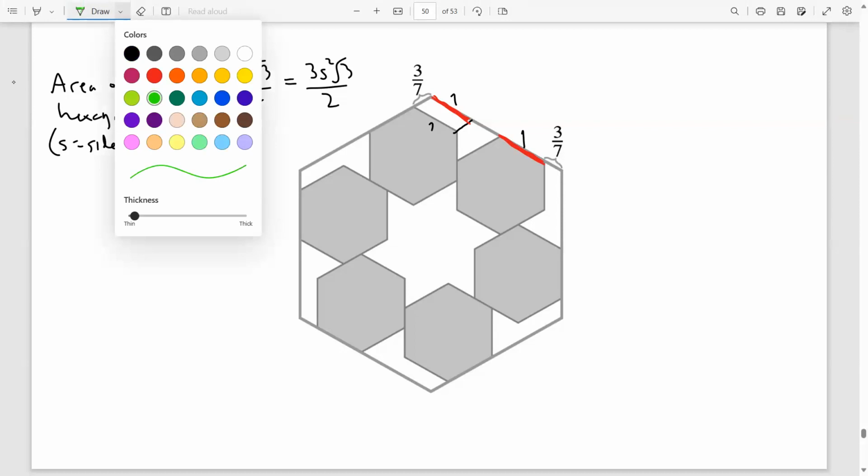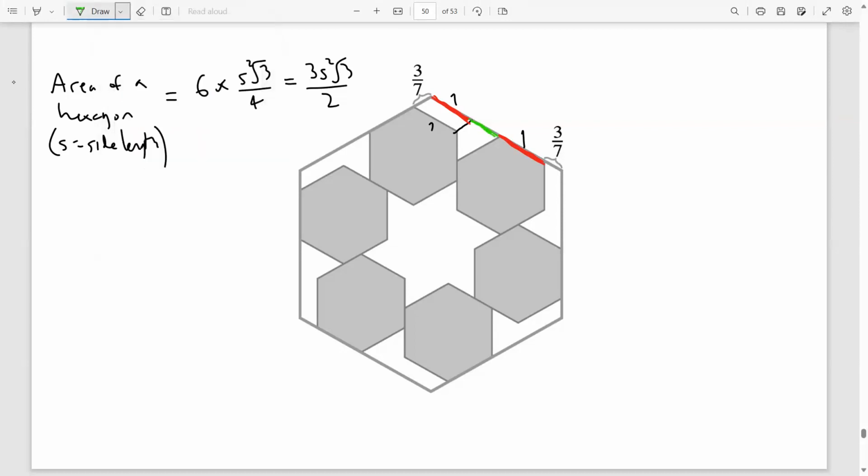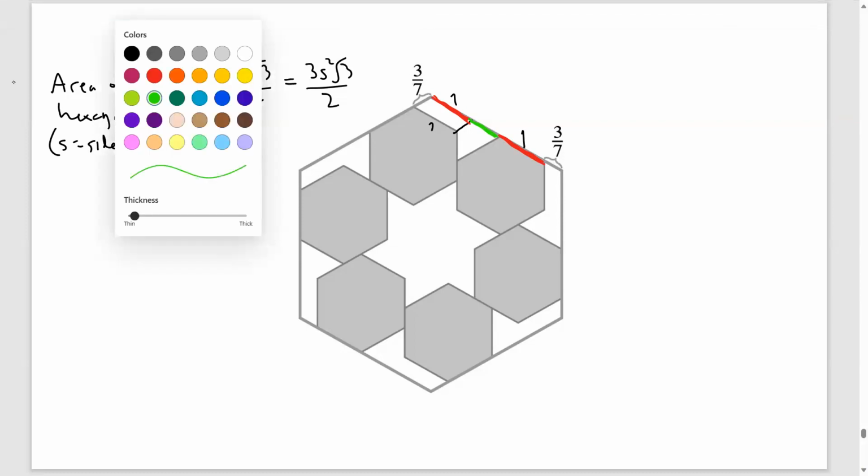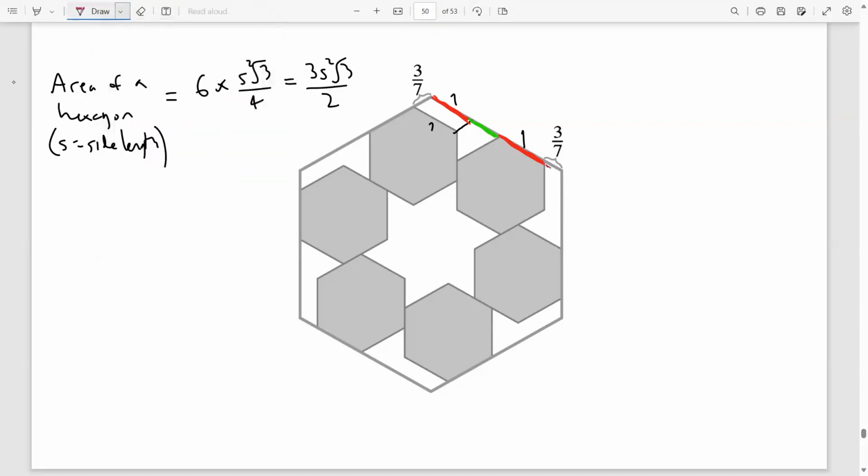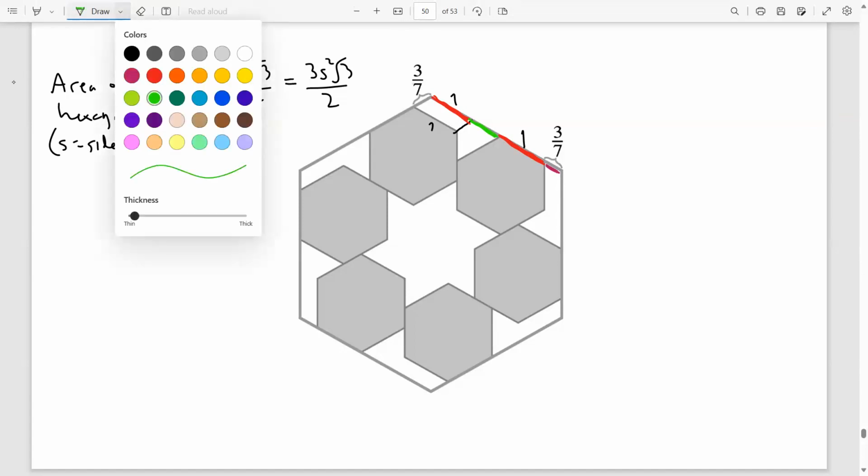So we need to find this length indicated in green. So the length of this green segment, because if we can find that, then we're good to go, since we know that the remaining length is 3/7. So we just need to find the length of the green segment, and then we're good to go. So how can we do this?